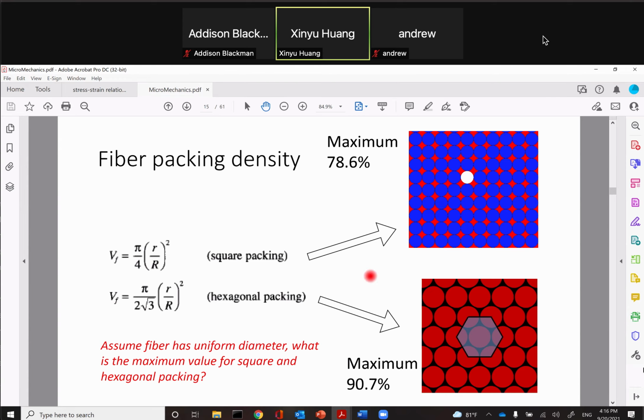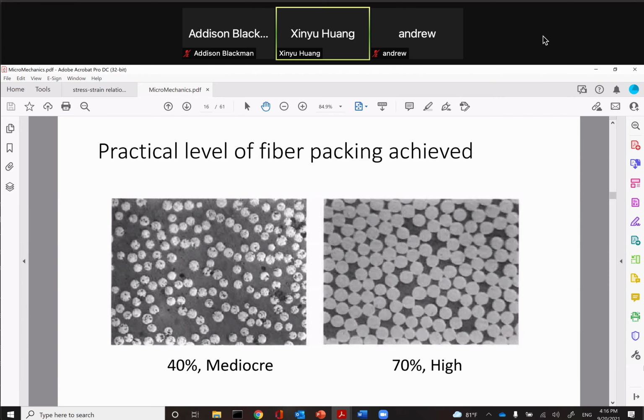And this is hex packing when you squeeze everything together. You can theoretically reach a fiber volume fraction of 90.7%. This is in the ideal world. Nobody can make this high. Percentage-wise, it's very difficult. So in the ideal world, 70 is awesome.